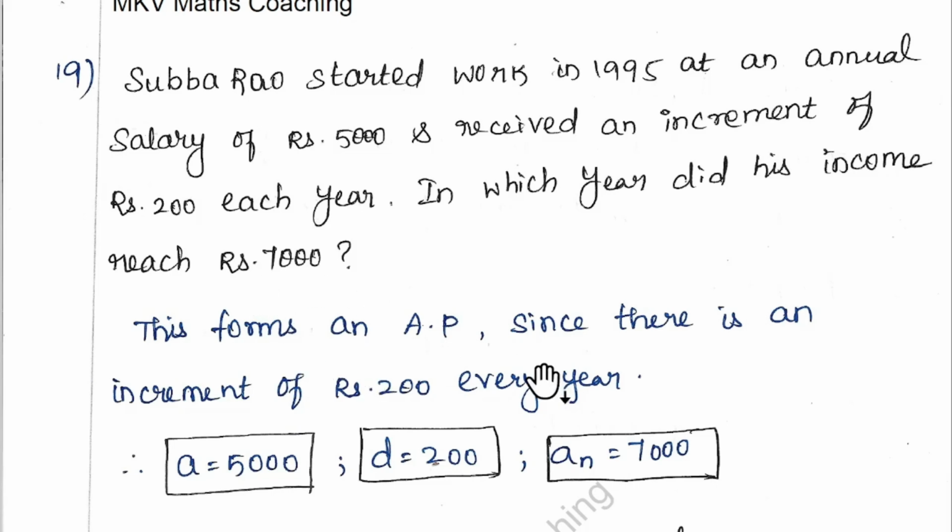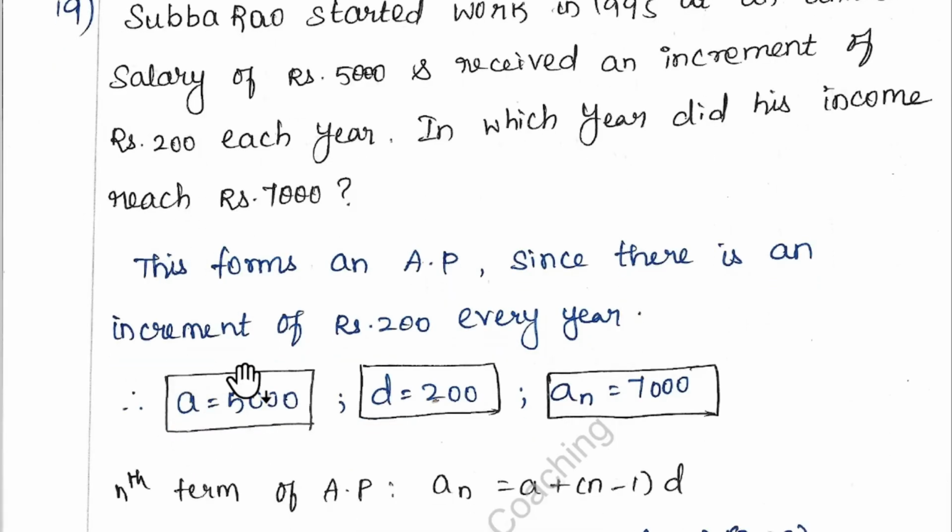Okay, so this forms an AP. Why? Because every year it is increased by 200 rupees. The common difference is 200, right? So A is the initial amount 5,000, D is 200, AN is 7,000. Why are you taking AN as 7,000? Because we want to know in which year he will get 7,000 rupees. So our last term is 7,000, right? Last term is AN, which is also 7,000.